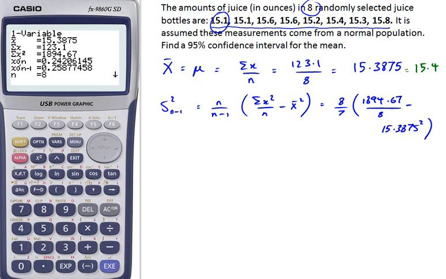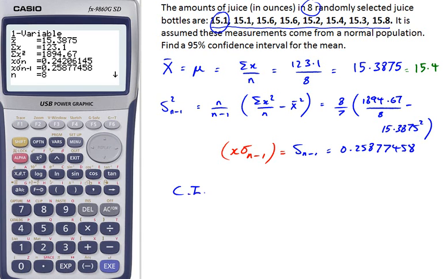So we can calculate that, and from that we can say that Sn-1 is equal to, well, that information is contained on the calculator. It's the symbol x sigma n minus 1, and that's equal to Sn-1. So we can pick that figure straight from the calculator to be 0.25877458.